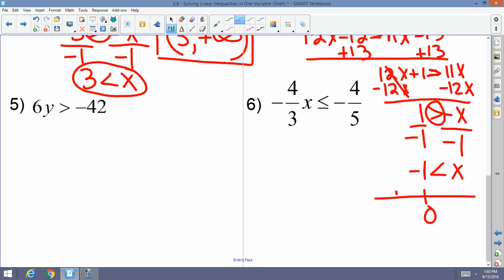Here's my 0. Here's my -1. It's greater than. So bracket. I'm going to the right. I pretty much have my interval notation here. I'm going from -1 to positive infinity.